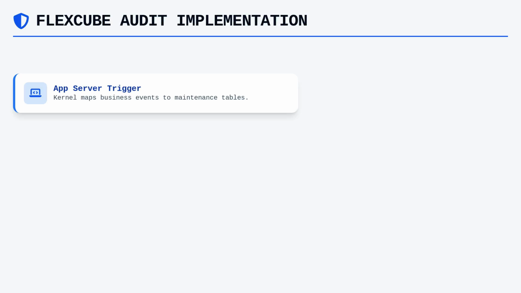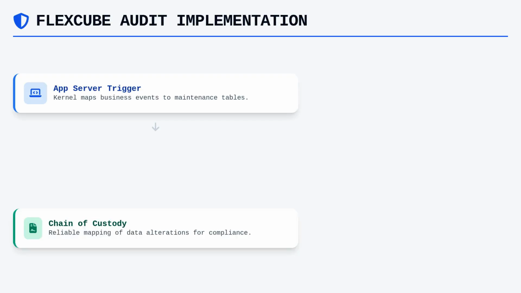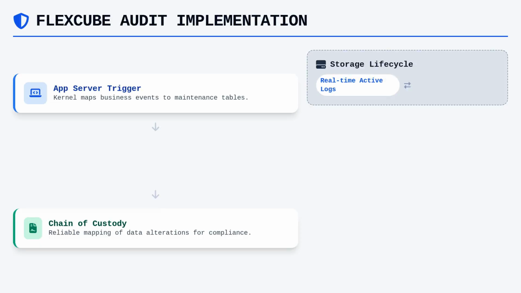By correctly mapping these business activities to the audit subsystem, we create a reliable chain of custody for every data alteration. Developers and system architects often encounter the challenge of managing the growth of these logs, which can quickly consume valuable storage space in a high-volume banking environment. Consequently, our configuration must also account for a data archival strategy for these audit records, ensuring that we maintain active logs for real-time compliance checks while moving older history to cold storage.